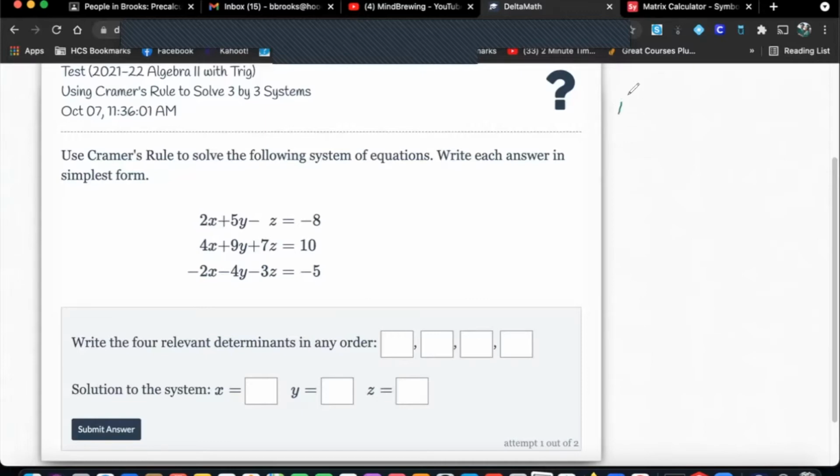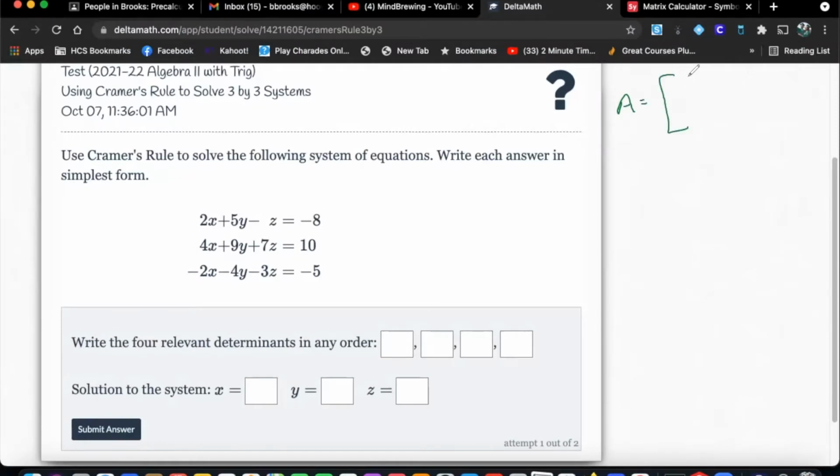First is the actual regular A matrix. So that's going to be 2, 5, -1, 4, 9, 7, -2, -4, -3. Okay, so that's this stuff here.